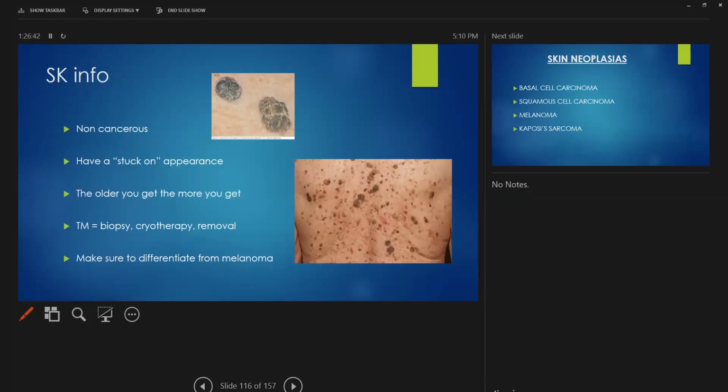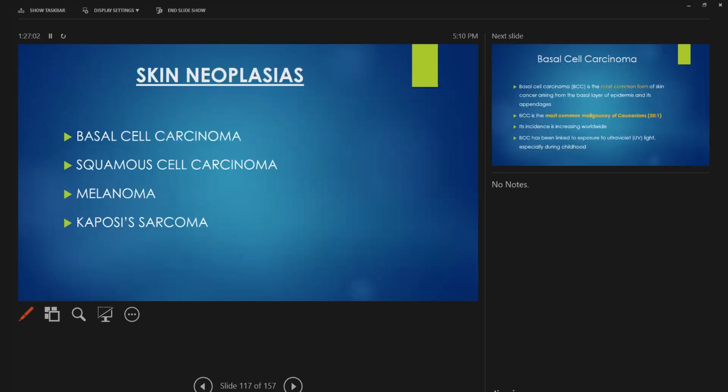So SKs are non-cancerous. They do have this kind of stuck-on appearance. The older you get, the more you get. The treatment is to biopsy them. You can use cryotherapy to remove them, but unlike actinic keratosis, they do not have to be treated, but you do want to differentiate them from melanoma.